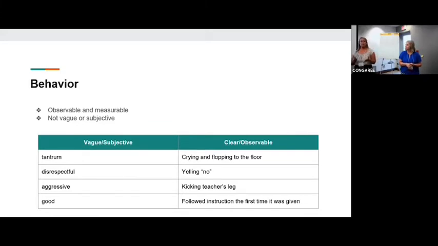So actually, let me go back. Tantrum, we want to be objective. A clearer one for tantrum would be crying and flopping to the floor. Now that might only be the definition for Kelly. If someone was describing my tantrum, it might be stomping my feet and throwing an object. So it's really going to be very individualized. We just want to make sure it's very clear and observable. That way, if I'm collecting data on it, I'm tracking the exact same thing as Diane is. When she comes in, she could easily see, oh yeah, crying and flopping on the floor, that's definitely what is happening. And so we're tracking the same thing.